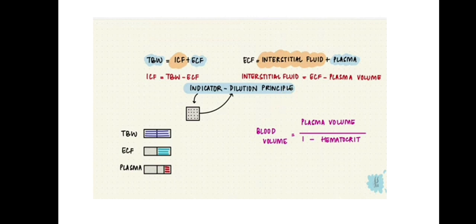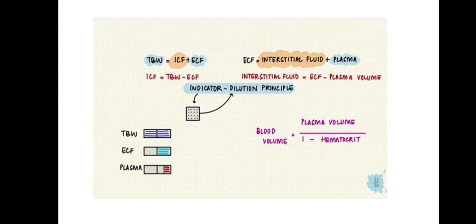Okay, there is what we call the indicator dilution principle. What is the indicator dilution principle? It is a principle that states that we have specific dyes which can only be contained in particular body compartments. These dyes are injected into the human body. Since they have the ability to cross some barriers within these compartments, we are going to measure the amount that is available.